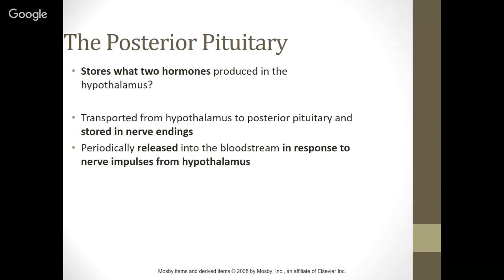Now we're on to the posterior pituitary. It stores which two hormones produced in the hypothalamus? That's right, it's ADH and oxytocin. They are transported from the hypothalamus to the posterior pituitary and stored in nerve endings, periodically released into the bloodstream in response to nerve impulses from the hypothalamus.